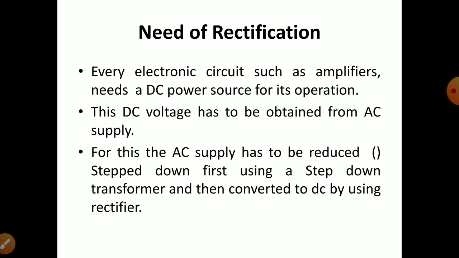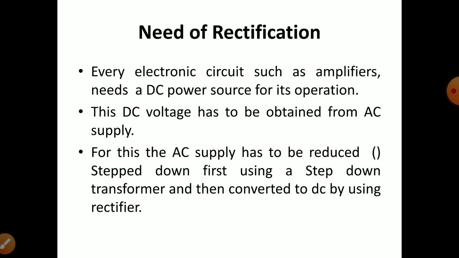If you take an amplifier itself, an electronic circuit, that definitely needs a DC source for its operation. Definitely the DC conversion is required. So this DC has to be obtained from the AC mains only. We don't have any DC supplies from the electricity boards. The electricity boards are providing us alternating current only. So definitely the conversion of AC to DC is required for different applications. That is why it is used.